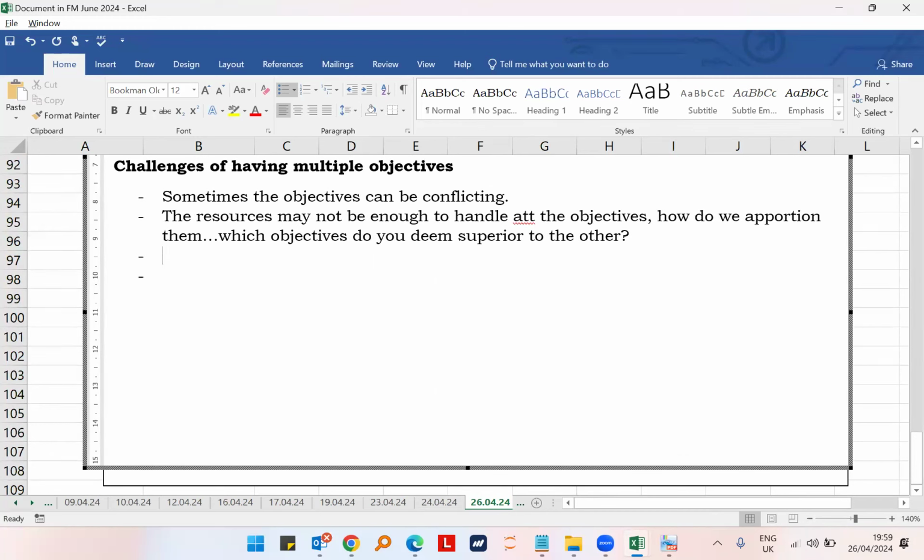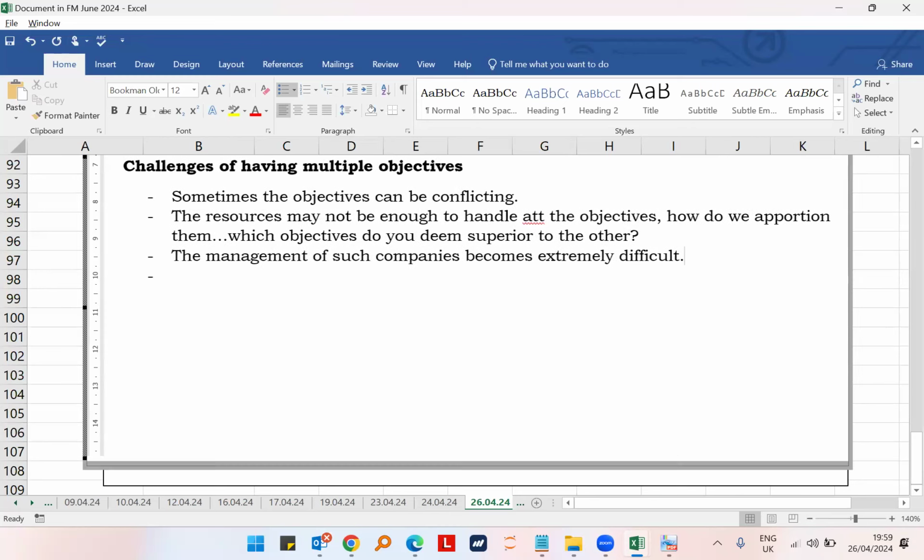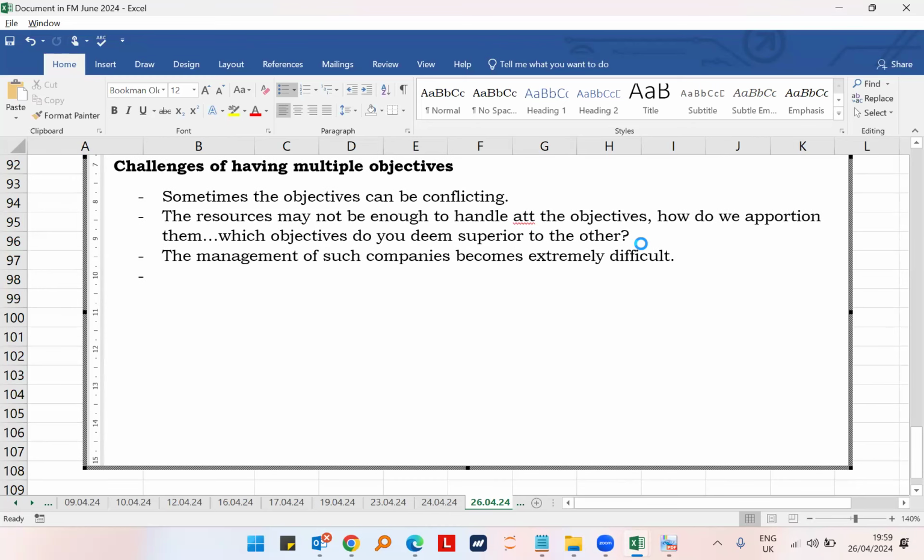What else can we put on that? So the management of such companies becomes extremely difficult. Imagine you are a finance manager and your company not only sells shoes, but also solar lamps, and a lot of assorted merchandise. So all of them will have different cash flows that you have to plan for, the loans that they need.